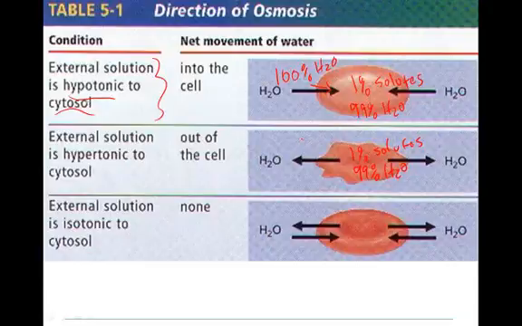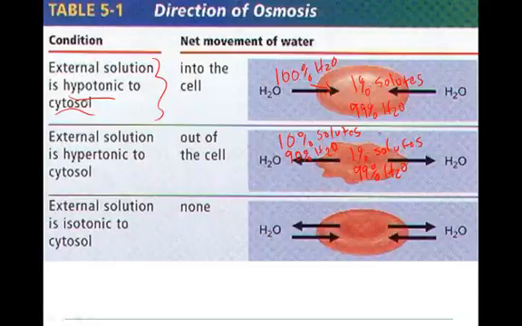Say, we could say that it's 10% solutes out here, so 10% solutes would mean 90% H2O. And of course, we can see that 99% inside the cell is more concentrated than 90% outside. And so the water will move from an area of greater concentration of water inside the cell to outside the cell, and the cell will shrivel.